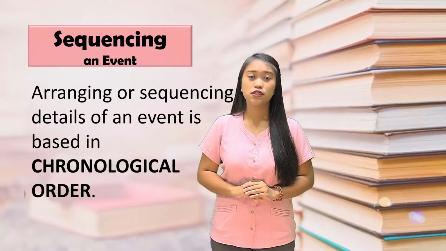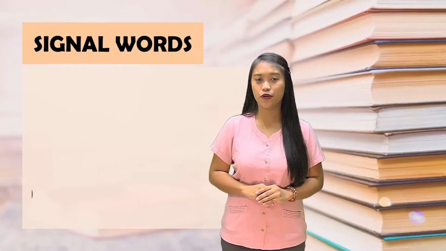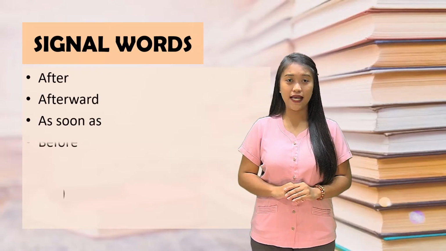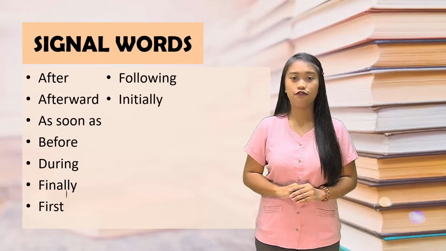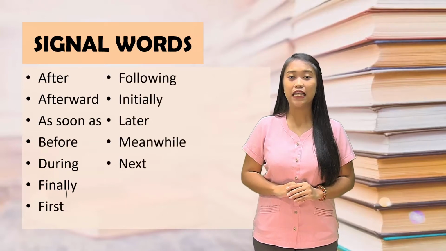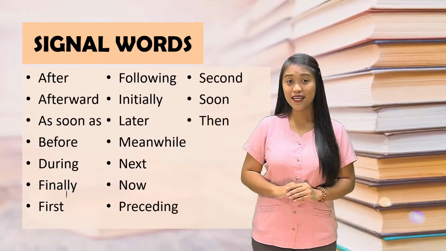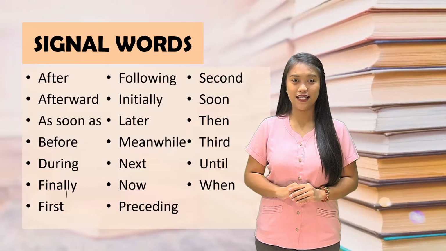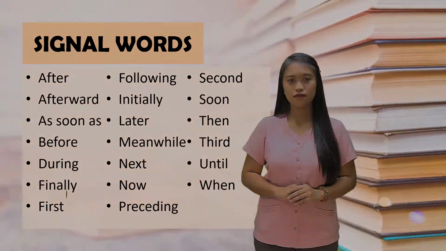We have signal words which will help us identify which comes first before the other. These signal words are after, afterwards, as soon as, before, during, finally, first, following, initially, later, meanwhile, next, now, preceding, second, soon, then, third, until, and when. So we have a lot of signal words to use.